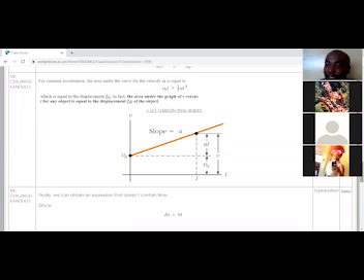Position time graph is quadratic. I'm sure you did quadratics in grade 12. Then the acceleration time graph is a straight line because acceleration is constant, a straight line parallel to the x-axis. So that's the acceleration time graph. You must know those things, guys.